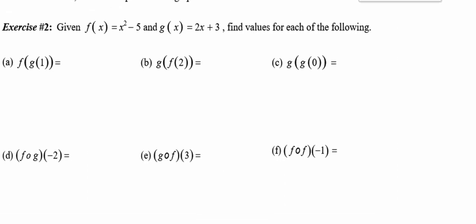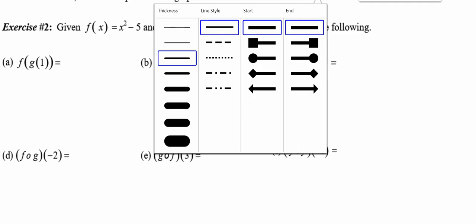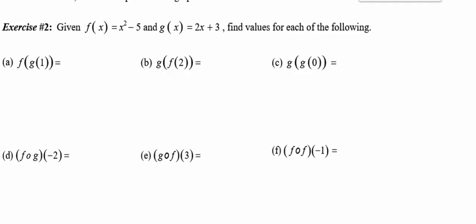So exercise 2 tells us that given f of x equals x squared minus 5 and g of x equals 2x plus 3, find the values for each of the following. So I want us to look at this inside part here first that says g of 1. I know it says f on the outside, but let's look at g of 1.